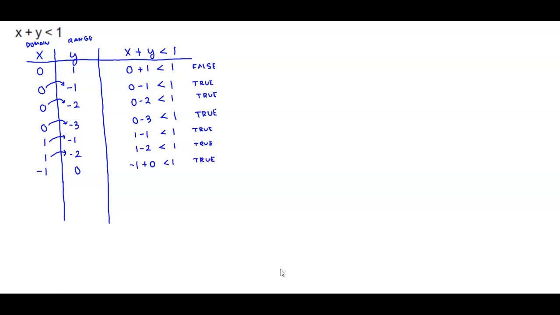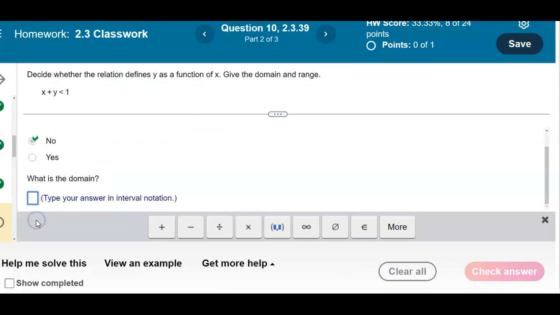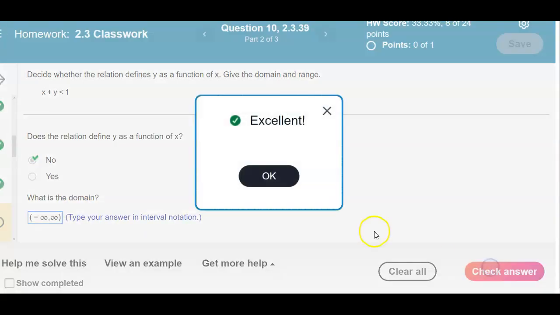What that means is that for the domain of the function, we can pick all real numbers. So therefore, we can say that this is parentheses, -infinity, comma, infinity with parentheses, and then check our answer.